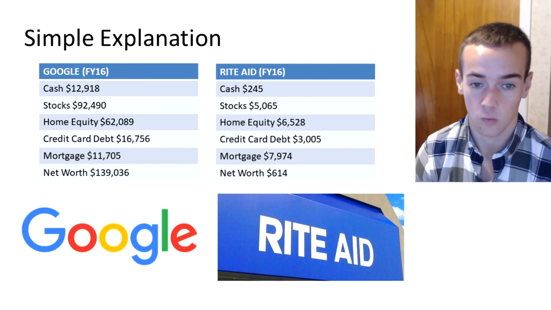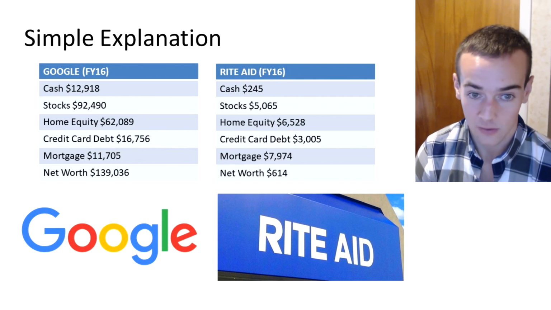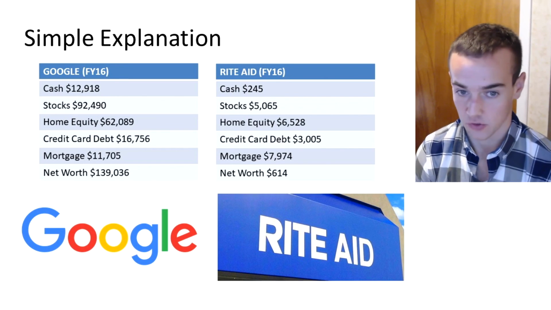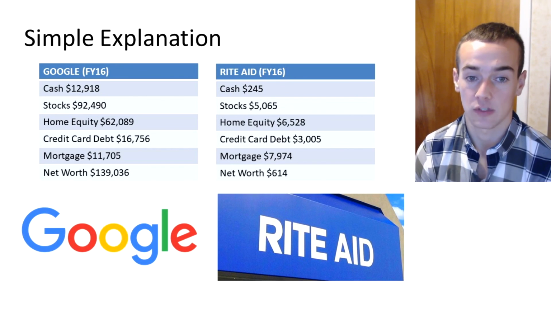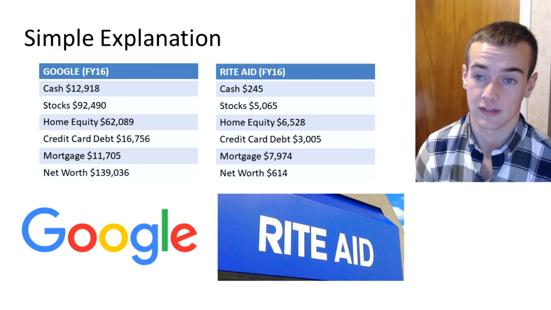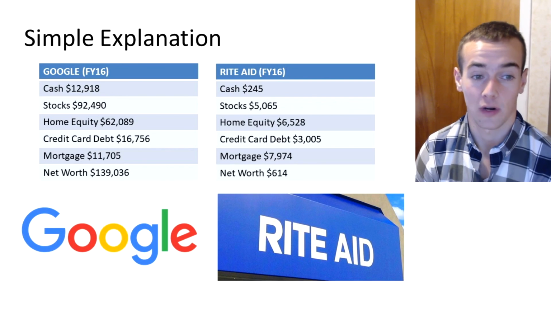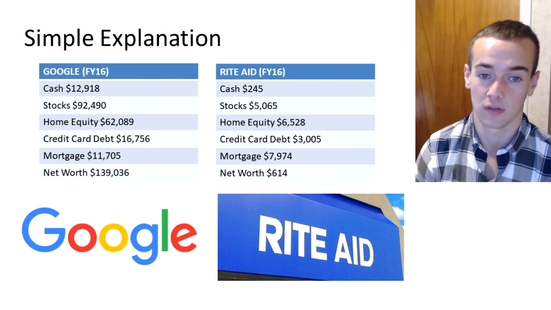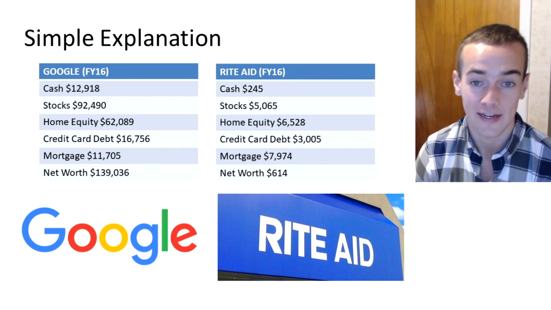So this is a good way to see what a good balance sheet looks like and then a lousy balance sheet. Rite Aid has a very lousy balance sheet because they don't have a lot of current assets and they just have way too much debt. They are drowning in debt. So this is what you want to look for in a balance sheet. You want to look for a balance sheet closer to Google than a balance sheet closer to what Rite Aid has here.